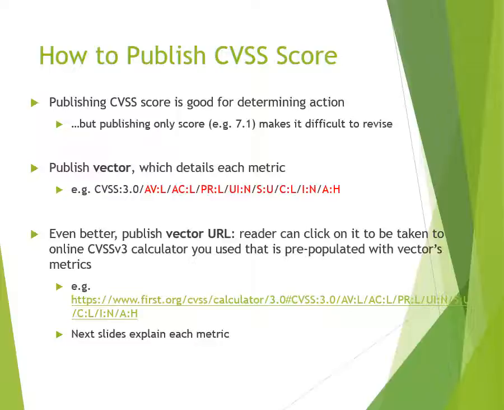But even better, if you publish the vector URL, then the reader can click on that URL and be taken to the same online CVSS calculator that you used, and that will be pre-populated with the vector's metrics. So here's an example of a link to first.org's calculator, where you'll see at the end that's the exact same vector as I've specified in the second bullet up there. If you click on that link, you go to an online calculator. In the next slides, I will explain each metric.